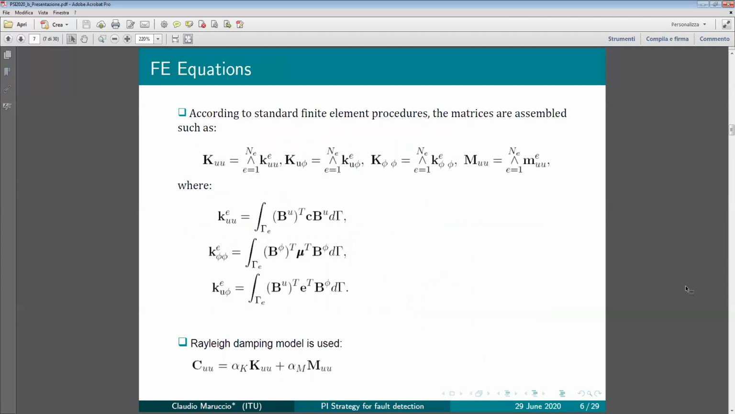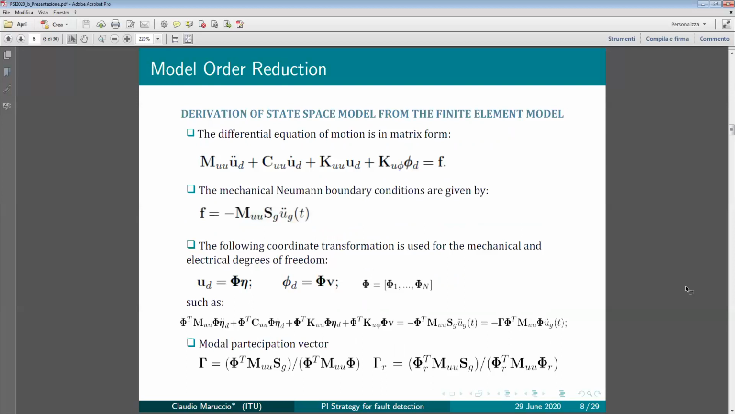According to standard finite element procedures, the matrices can be assembled just by adding the element contributions and the Gauss point contributions. The overall procedure is implemented using the tools available in SFEM and SCHEN, mathematical finite element codes.